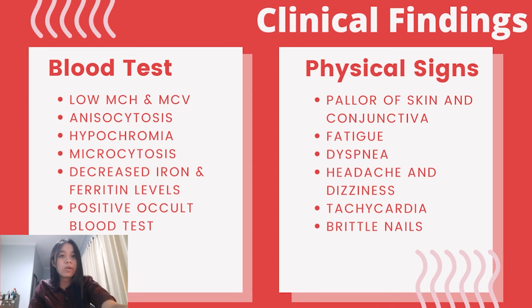Guaiac positive stool may also indicate iron deficiency anemia as it reveals gastrointestinal bleeding through the presence of occult, or hidden, blood in stool. Physical examination of an iron deficiency anemia patient may reveal pallor or paleness of skin and conjunctiva, fatigue, shortness of breath or dyspnea, headache and dizziness, resting tachycardia, and brittle nails.